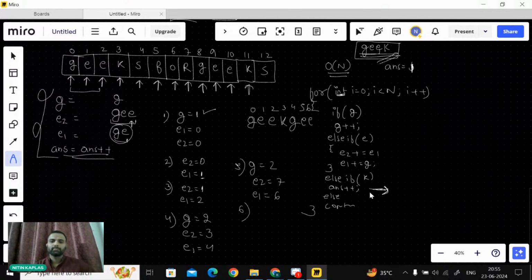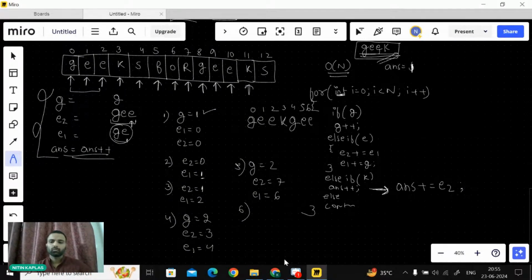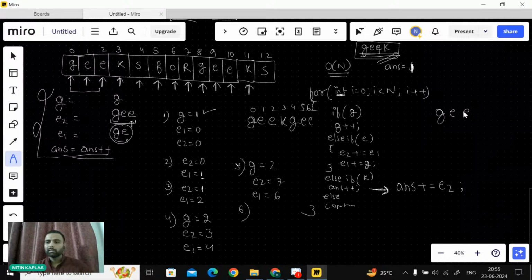In this case, you just have to notice that if I do answer plus plus, it's not correct, right? So here we have to update that part, because my answer simply depends upon your E2 part, right? As I said, if your E2 is this, I have K, so simply tell me how many combinations you have. So here you just have to update it as answer plus equal to E2, right?